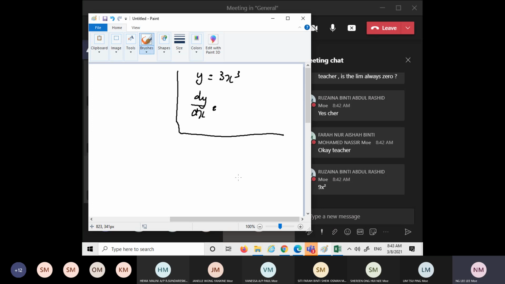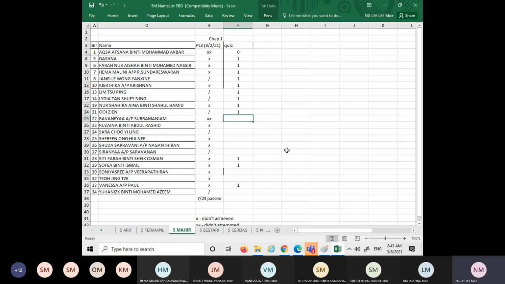Okay, the answer is ready. 3 times 3 is 9. Then the power is minus 1, so it's 9x squared. Thank you very much, Rosanna. So afterwards, when I use first principle, I also hope that I get this answer, 9x squared. If you don't get 9x squared, something is wrong already. Okay, I'm going to give Rosanna 1 mark here.